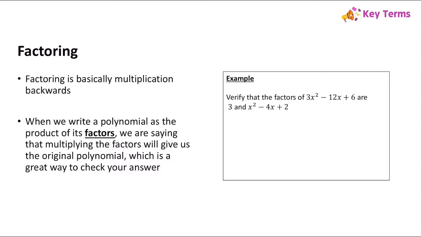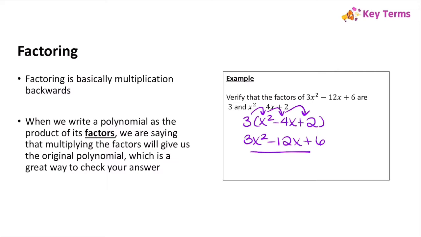So for example, if we want to verify that the factors of 3x squared minus 12x plus 6 are 3 and x squared minus 4x plus 2, I'm just going to multiply 3 times x squared minus 4x plus 2. So remember, when I do that, I'm going to distribute the 3 to every term. And so that's going to give me 3x squared minus 12x plus 6. So you can see that this does match the original polynomial, so I know that I've factored correctly.